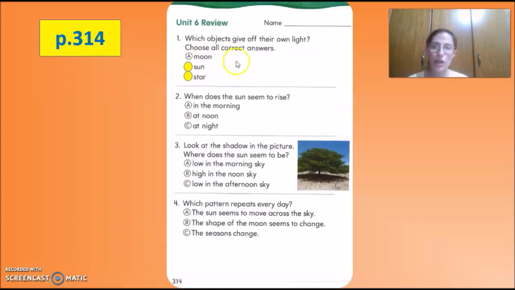They give off their own light. Does the moon give off its own light? No. The moon reflects the light from the sun. That's why we can see it from Earth, right? Great. Number 2. When does the sun seem to rise?